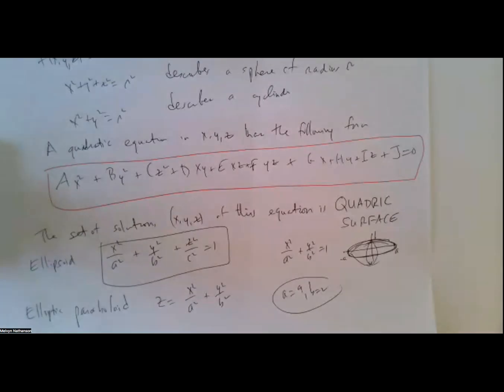Anyway, if you are fortunate enough to know Maple, you can have a lot of fun graphing these things at home and seeing what they look like. So this is what is called an elliptic paraboloid.